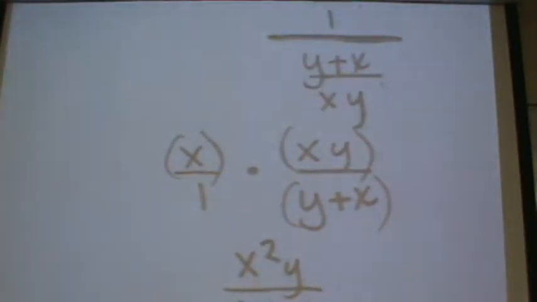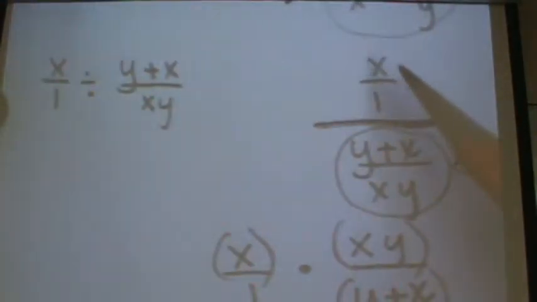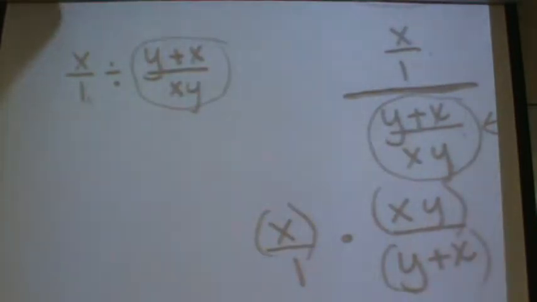Since it's like flip and multiply, wouldn't the x be on the bottom? Only the second one is flipped. You only flip this bottom one. Oh, okay. Because think about this, this problem could be written as, this is the same thing. This is saying x over 1 divided by y plus x over xy. Now, when you did these the other day, which one did you flip? You flipped this. You only flip the bottom one.